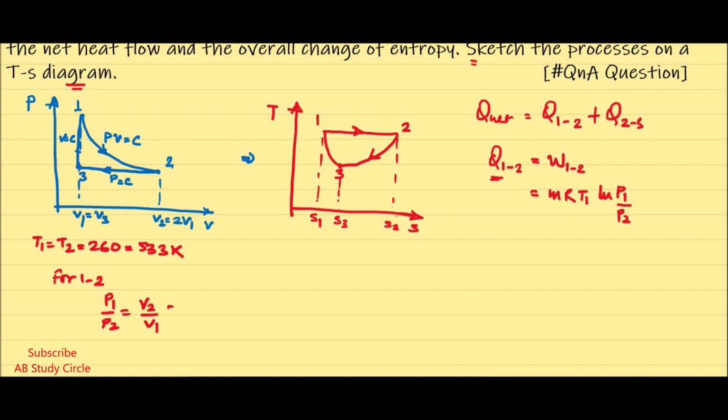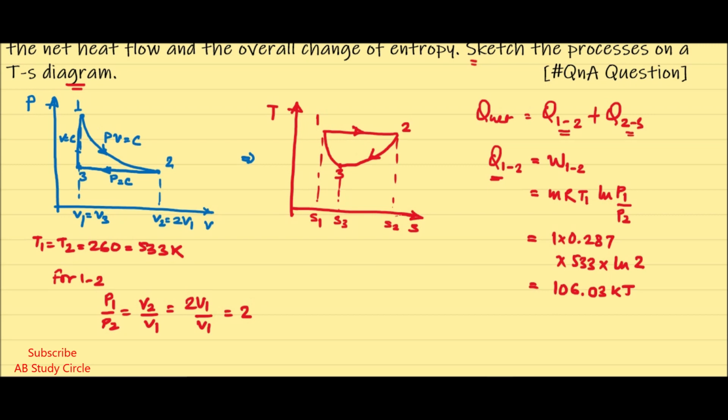Okay, so what is V2? V2 is 2V1, that means P1 by P2 is 2. So let's put here the value of P1 by P2 as 2. Okay, so mass is 1, it is 0.287, temperature T1 is nothing but 533 into ln 2. When you solve it, the value will be 106.03 kilojoule. Okay, so we have got the first part of this Q net.